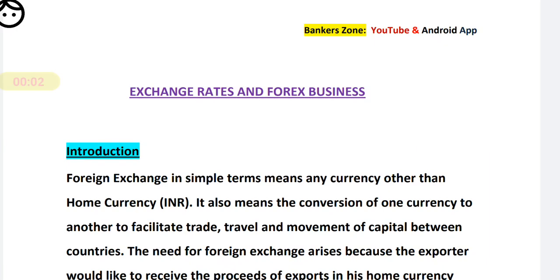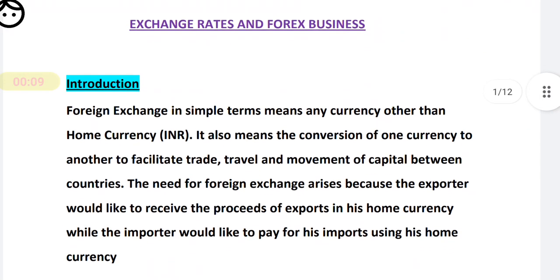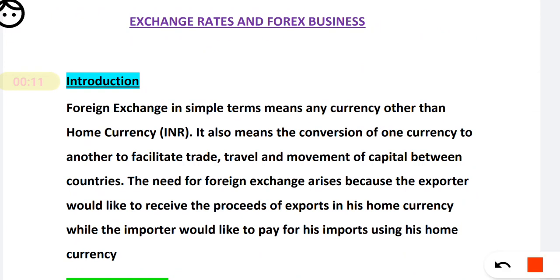Hello friends, here we will discuss the exchange rate and the forex businesses. So let's start with the introduction part. Why do we need to exchange one currency with the other?